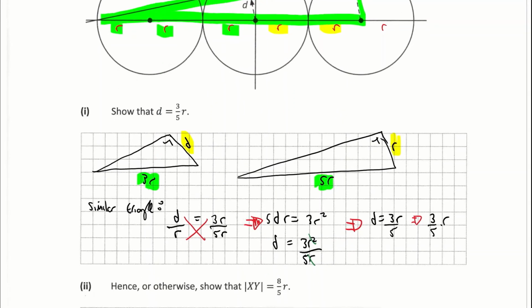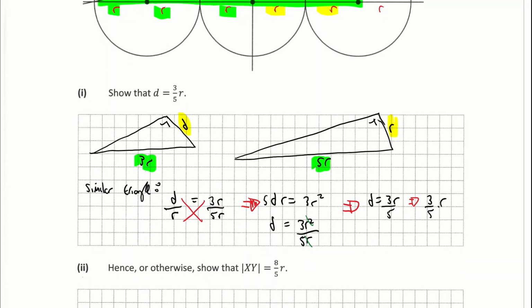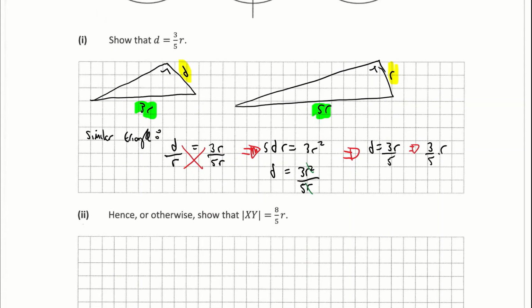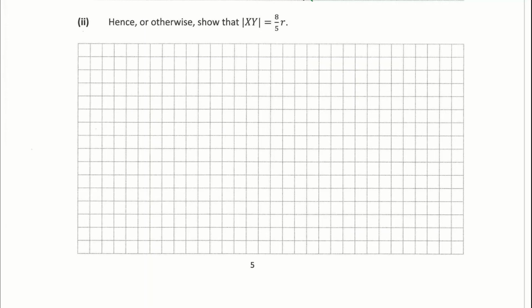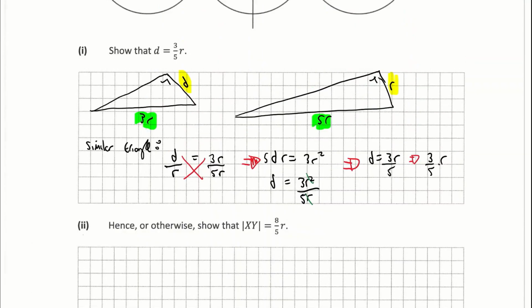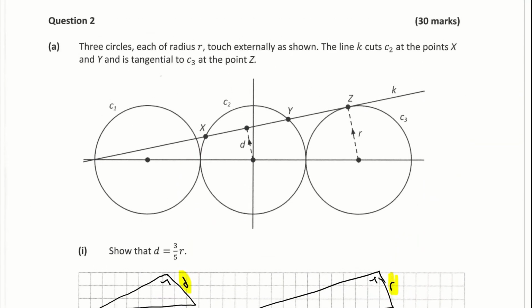If we come down now to part 2 of that question, it wants us to hence or otherwise show that the length xy is equal to 8 over 5 r. Okay, so let's just scroll up here to our picture and see what we're looking at. So they're getting us to find the line xy. So let's highlight the line xy and see where we are. So I have xy, which is this length here.